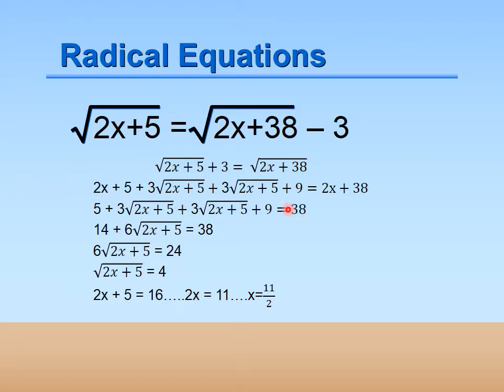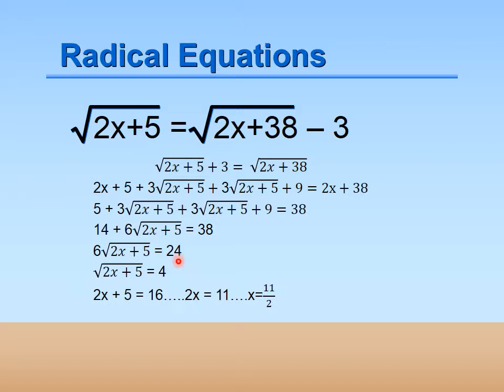So now I'm going to combine like terms. So 5 plus 9 is 14. And then 3 square root of 2x plus 5 plus 3 square root of 2x plus 5 equals 6 square root of 2x plus 5, equals 38, right? So now I'm almost done isolating this radical. I'm going to subtract 14 from both sides, leaving me 6 square root of 2x plus 5 equals 24.